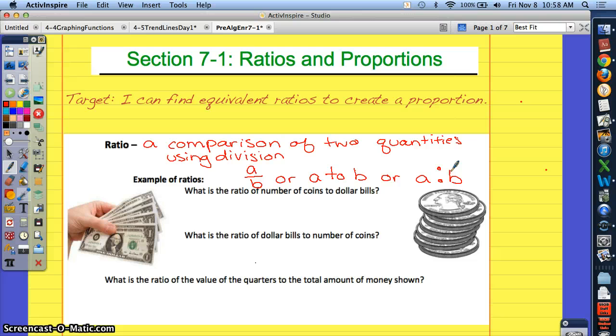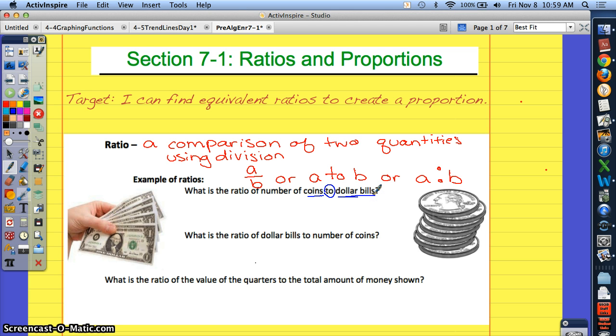So, an example of the ratio, let's look at these pictures here. What is the ratio of number of coins to number of dollar bills? When you hit that word "to," that's a good sign of where your division bar is going to be or where this colon is going to be. So what were we talking about before the "to"? We were talking about the number of coins. And what are we talking about after the "to"? We're talking about the number of dollar bills.